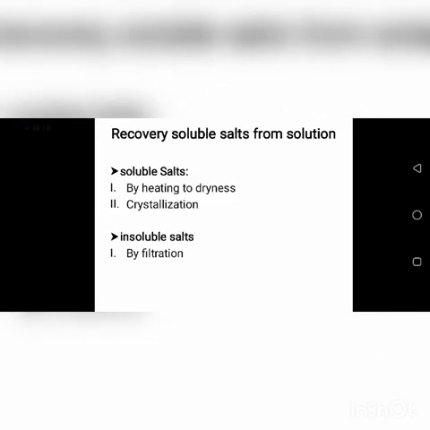And what are the methods of recovering salt from solution? It depends on whether the salt is soluble in water or not. If the salt is soluble in water, you have two methods: by heating to dryness, where the water will evaporate, leaving behind the salt, and by crystallization, by cooling. And for insoluble salt, because they are insoluble in water, they can be removed from solution by filtration. You filter them and remove the solvent, and the insoluble solute will be left behind.